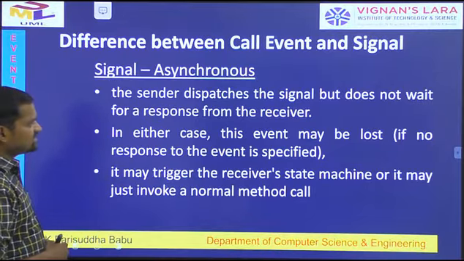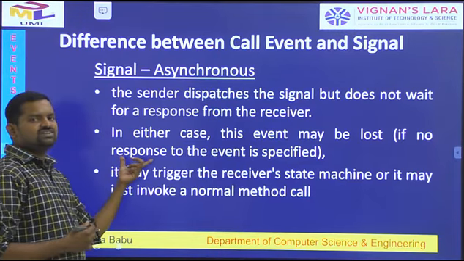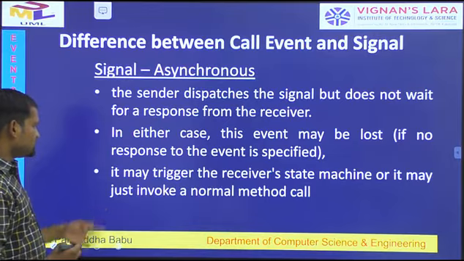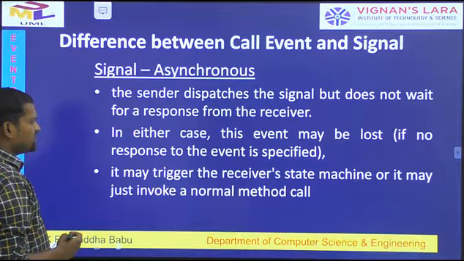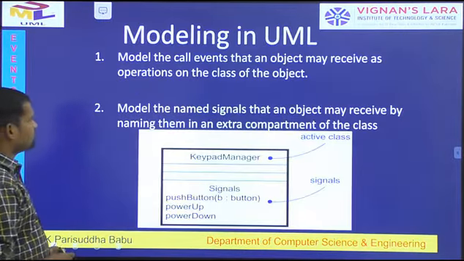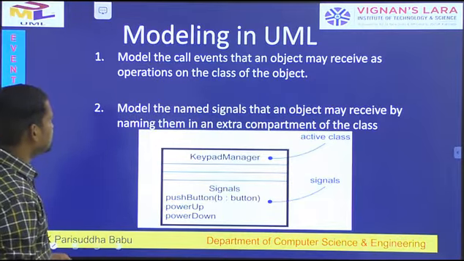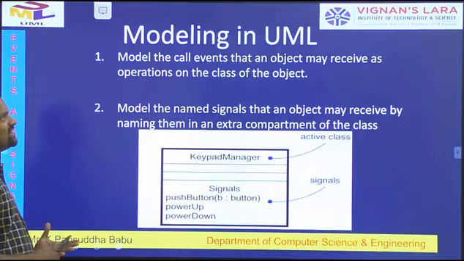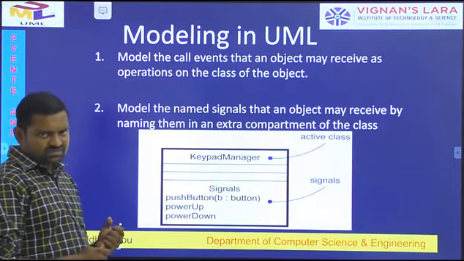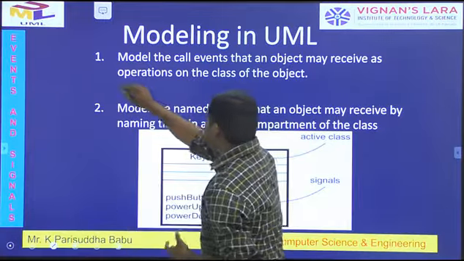In either case, the event may lose the response to the event specifier. So it may trigger the receiver's state machine or just invoke a normal method also. Okay. So modeling in UML. How do we model in UML? Model the call events that an object may receive as operations of the class of the object.